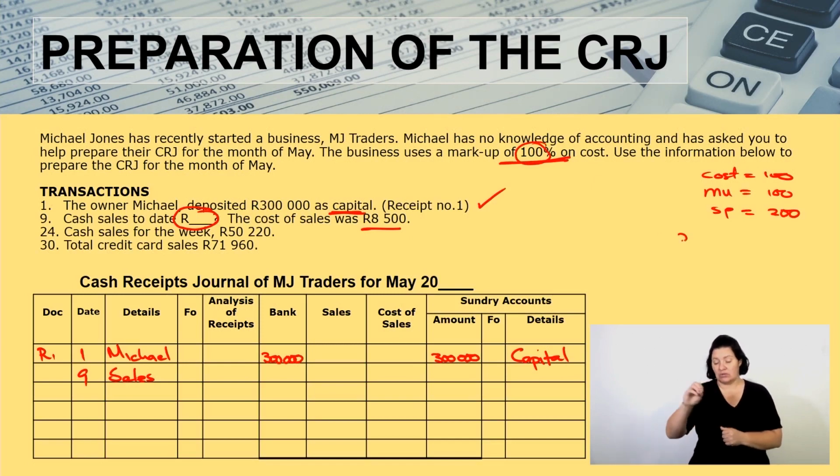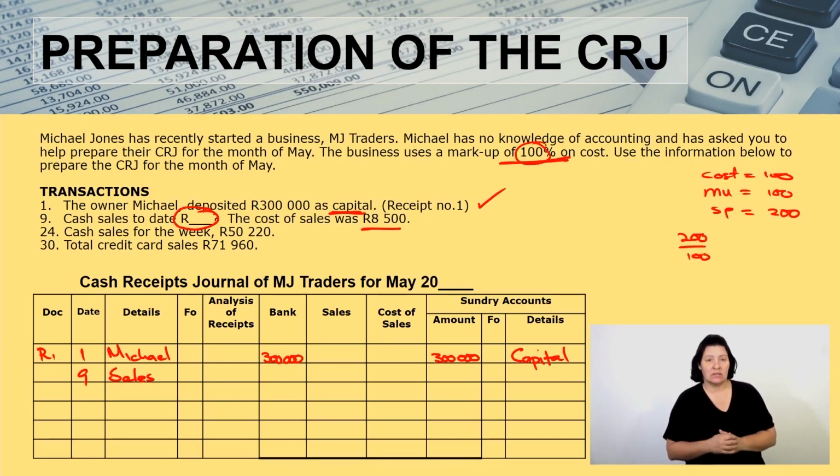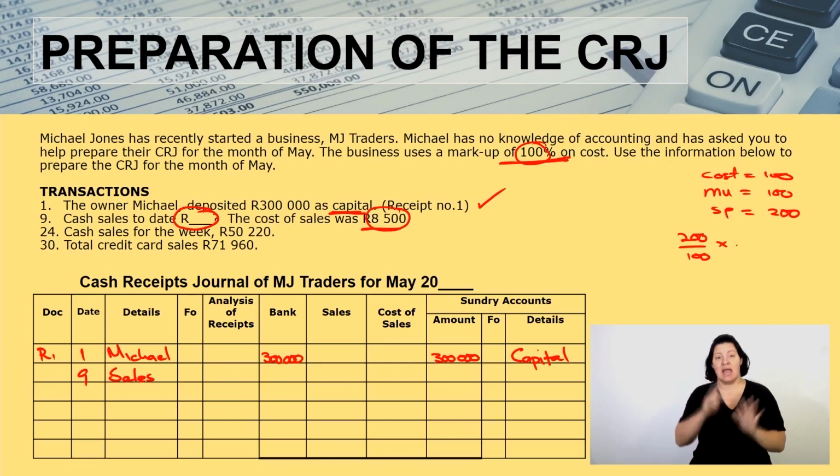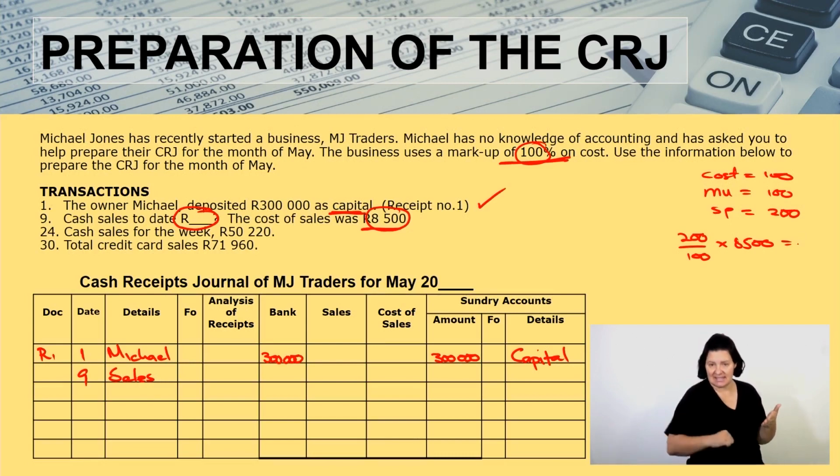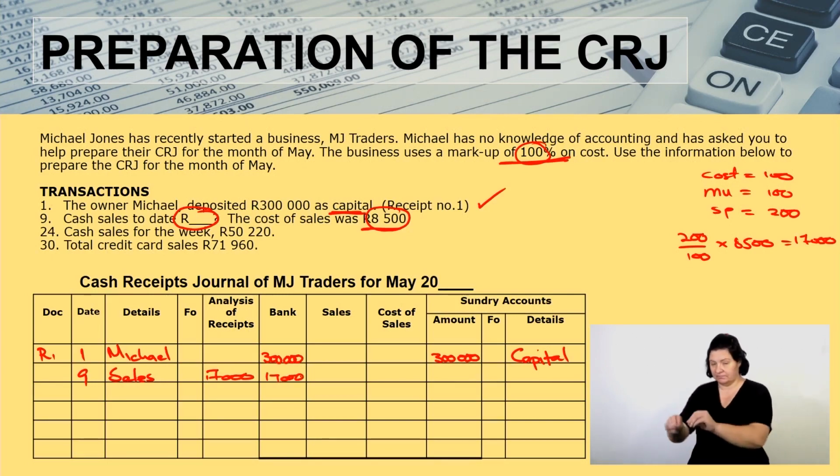What is it that you want? You want 200. What do you have? 100 multiplied by the 8,500. That should give you, please punch that in your calculator quickly. How much do you get? Yes, you get 17,000. So when you come here, your sales, I'm now on analysis of receipts. I have 17,000. And then under my bank, I have again the same 17,000. I come to sales, 17,000 as well. On my cost of sales, then I record the 8,500.